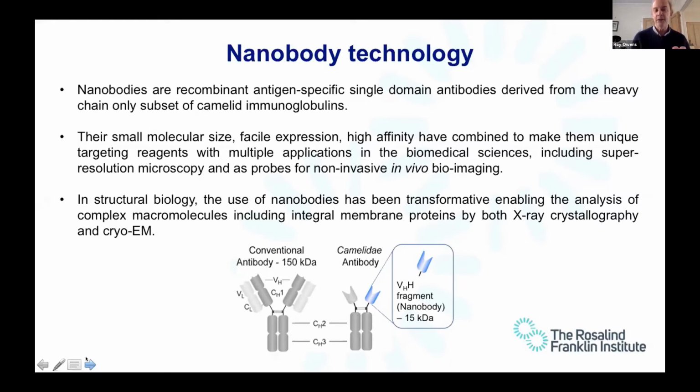Nanobodies have big advantages because they're small, single domain binders, and they've found many uses now in biomedical research, from microscopy through imaging, but particularly in structural biology, where their ability to bind and stabilize conformational shapes of different molecules, particularly membrane proteins, I would say has been transformative. And again, this is the work from Jan Stuart's team.